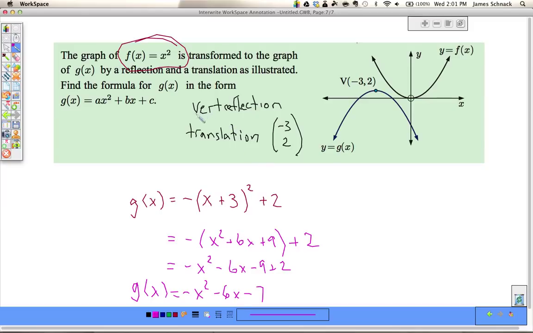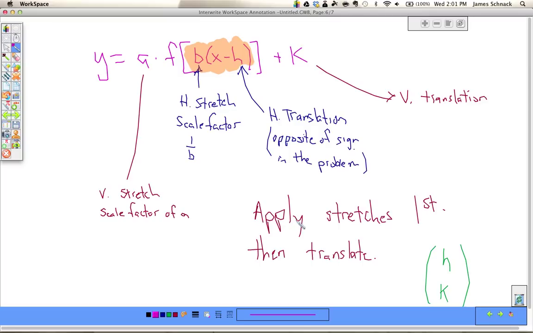And if we wanted to check to make sure that we were at least in the right ballpark, we could take our graphing calculator out. We could graph y equals x squared, and we could graph this function g of x, and make sure that our picture does indeed look like that. Remember the rule of thumb though, going back to this: stretch first, then translate.